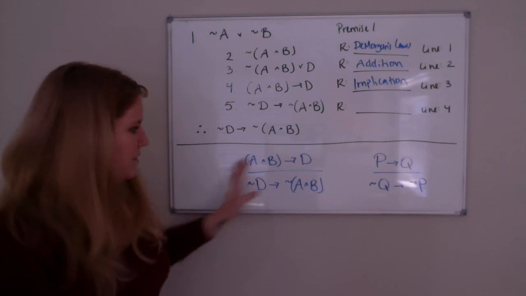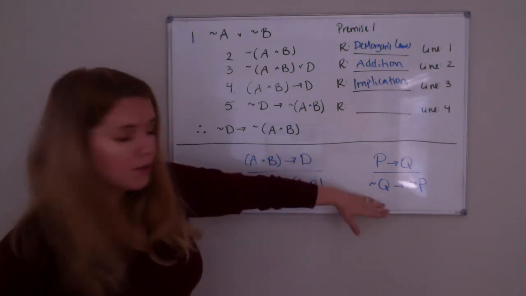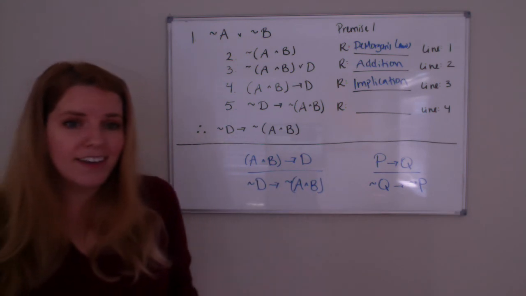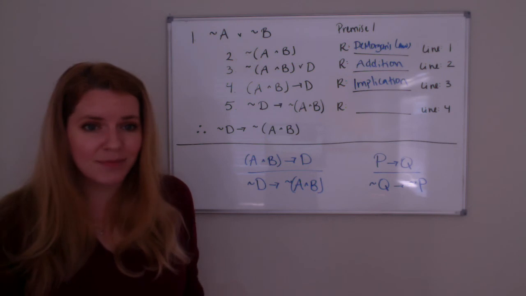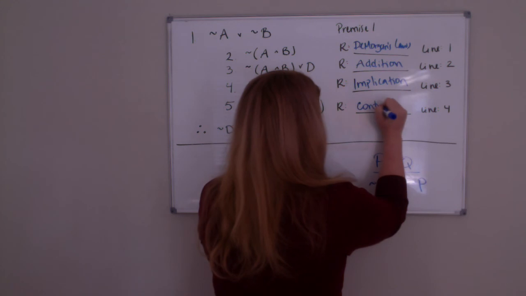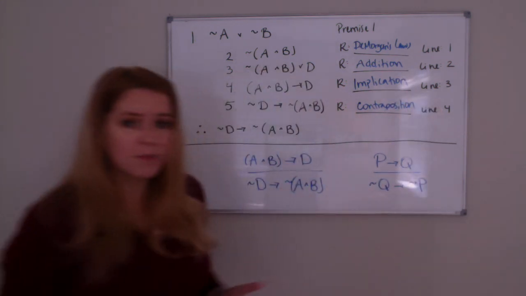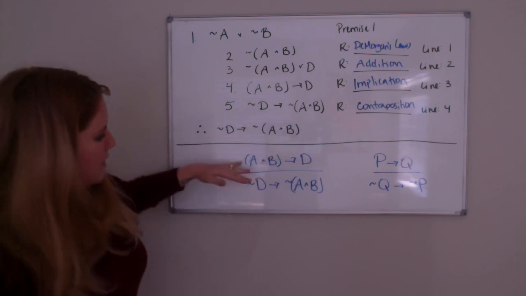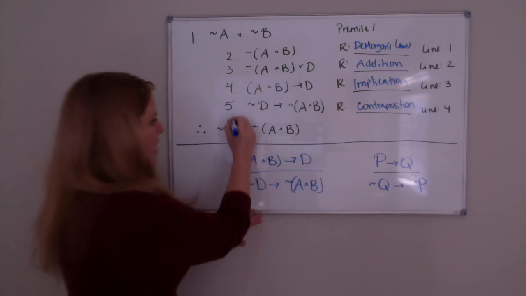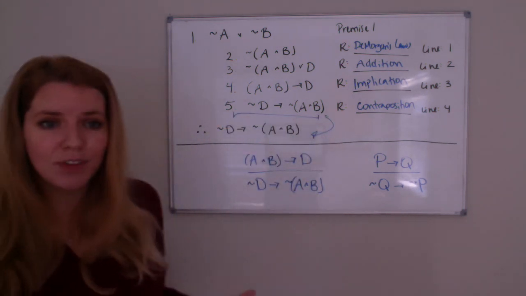Okay, so our simplified version here that we want to compare to the book is that if we have if P, then Q, then we can deduce if not Q, then not P. So what rule in our book tells us that we can make that deduction? That's contraposition. Okay, so contraposition tells us that from here we can get to if not D, then not A and B. And now we actually have our conclusion, so we can discharge that, and we're done with our proof.